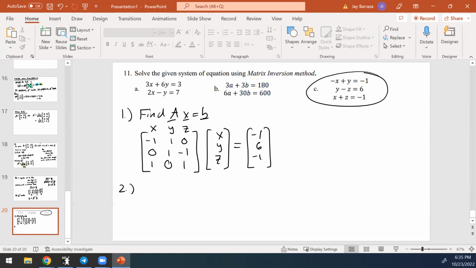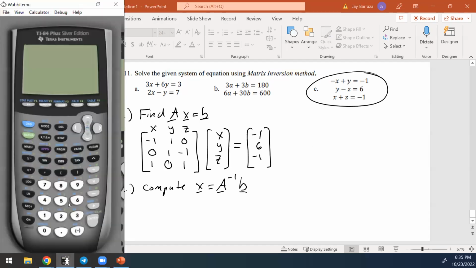And then step 2 is to compute X equals A inverse times B. So we're actually going to use our calculator. So grab your calculator for those watching. And you're going to go to second matrix, and you're going to go to edit. And then you're going to make a 1 by 1, put a 0 in there, and then now make a 3 by 3. So not an augmented matrix, just a 3 by 3. And then type in your numbers, -1, 1, 0, 1, -1.